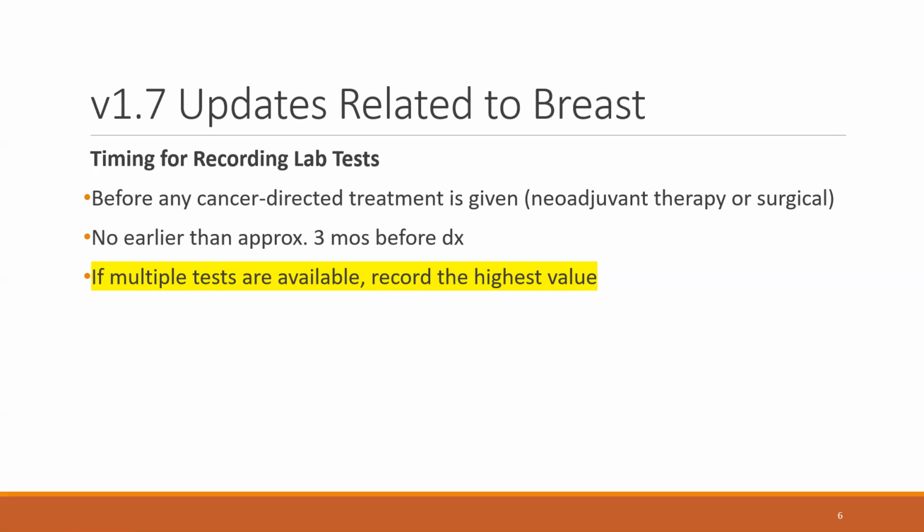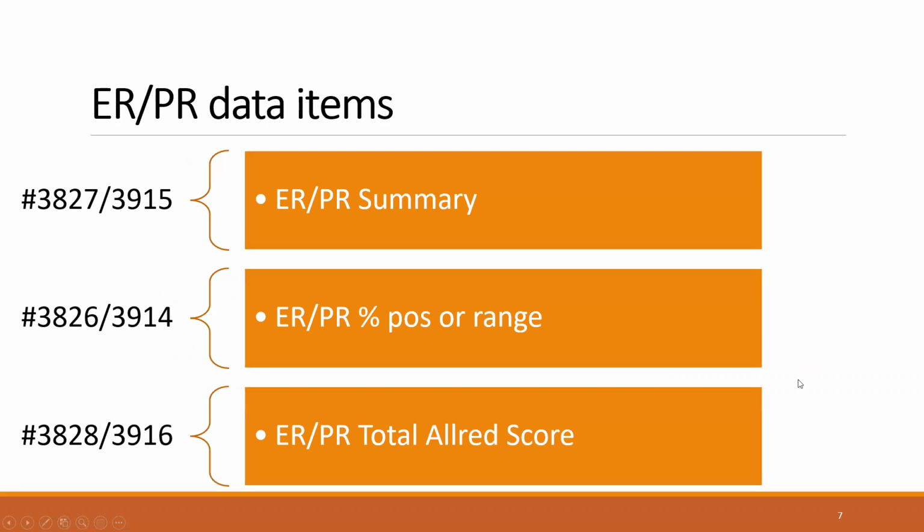So I'm already thinking of a couple of primary sites where this multiple test rule is different. This is specific to breast in that it will happen a lot that you have possible multiple ER and PR results. You might have one from the biopsy, you might have one from the mastectomy or lumpectomy. You want the positive or the highest value for the breast primary site.